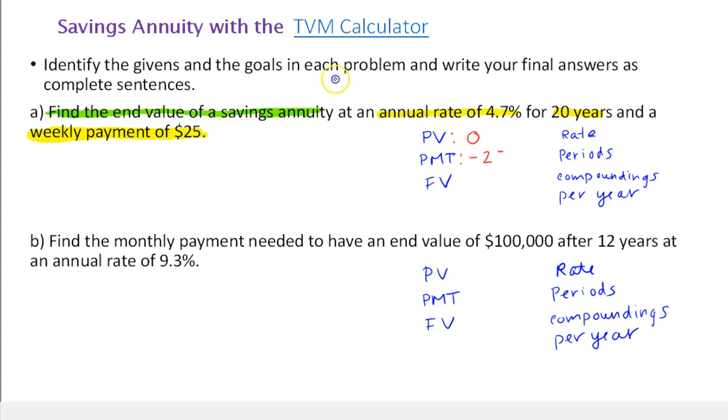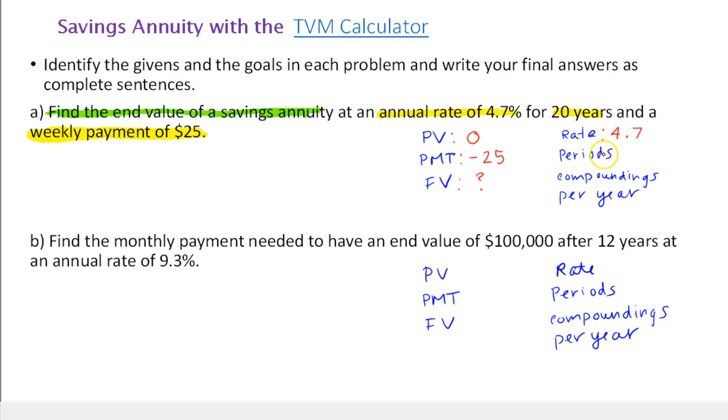This may not seem to make sense because you're investing $25, you're not losing $25, but when you use this calculator, anything that you pay out to the bank is negative, and anything you get from the bank is going to be positive. Now the future value or the end value is what we want, so we're going to put a question mark here. The next value is the rate, and it's going to be the annual rate, not a periodic rate, and you enter this as a percent, so you don't need to change it to a decimal, and there's even a percent symbol there, so you don't need to enter that either.